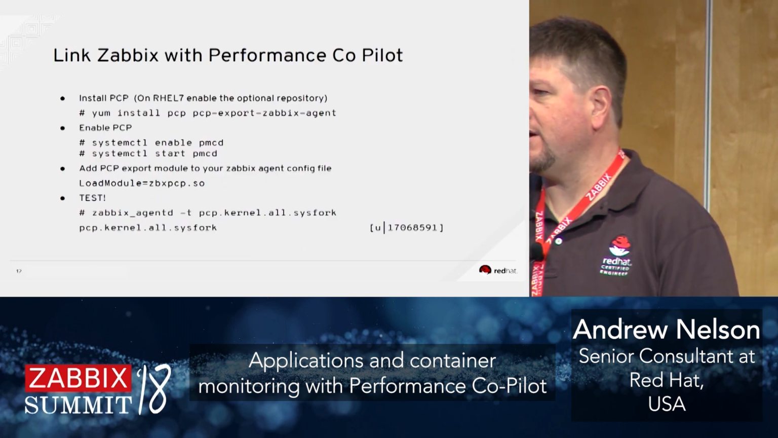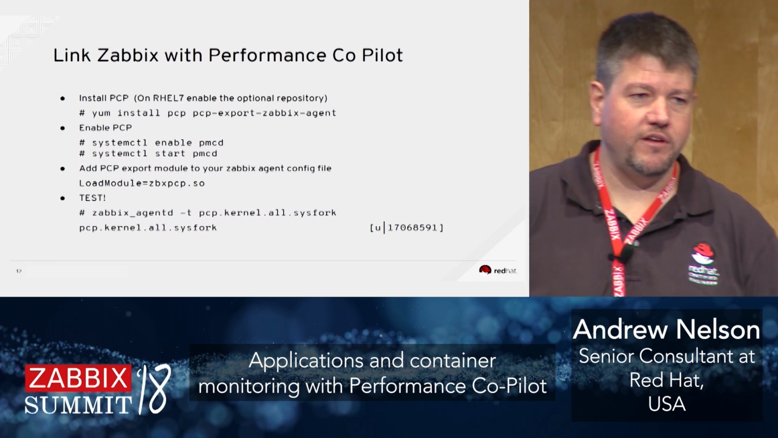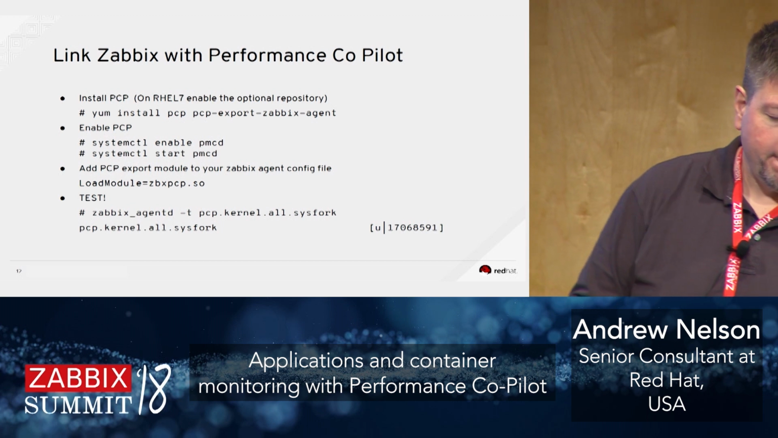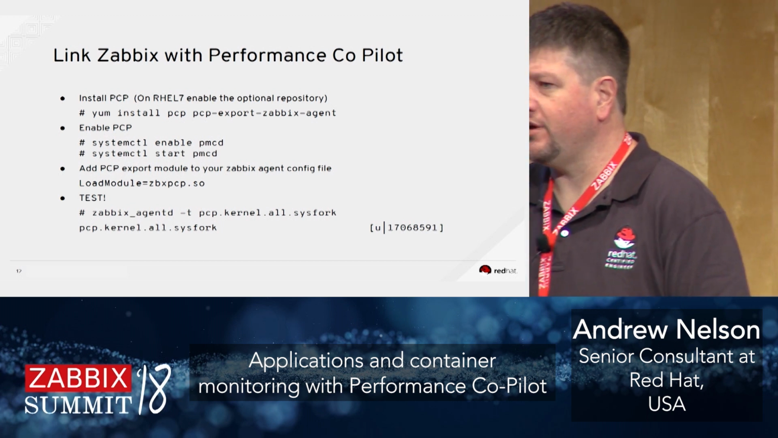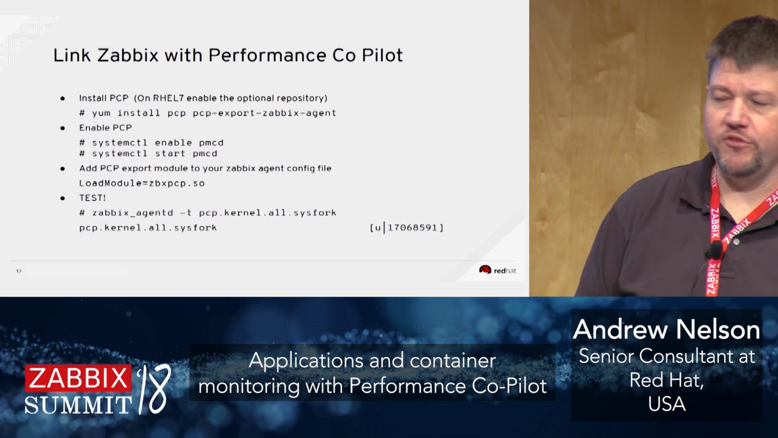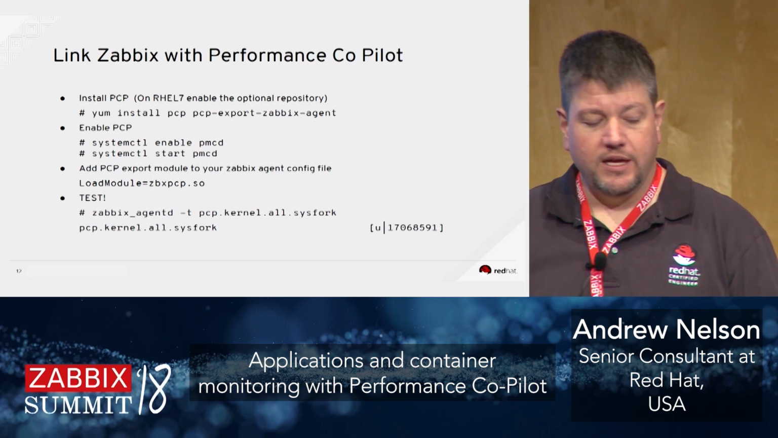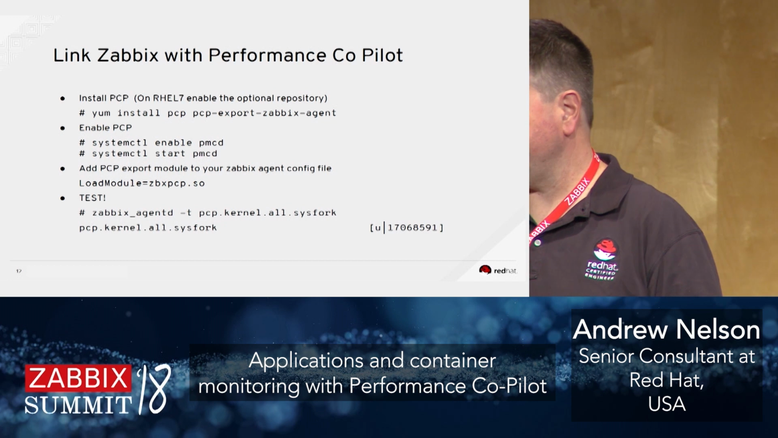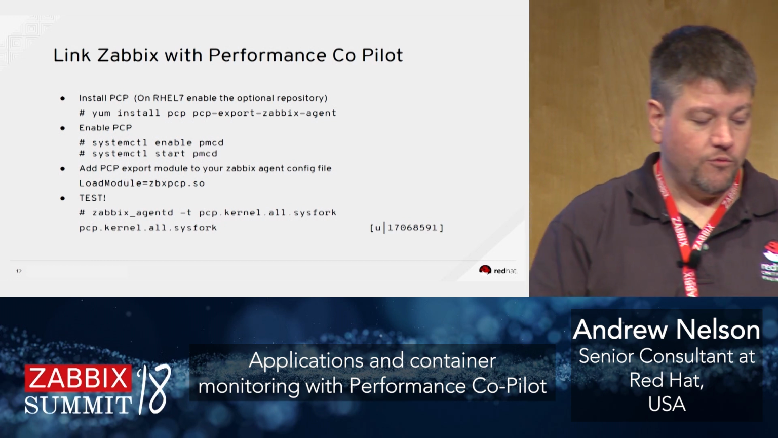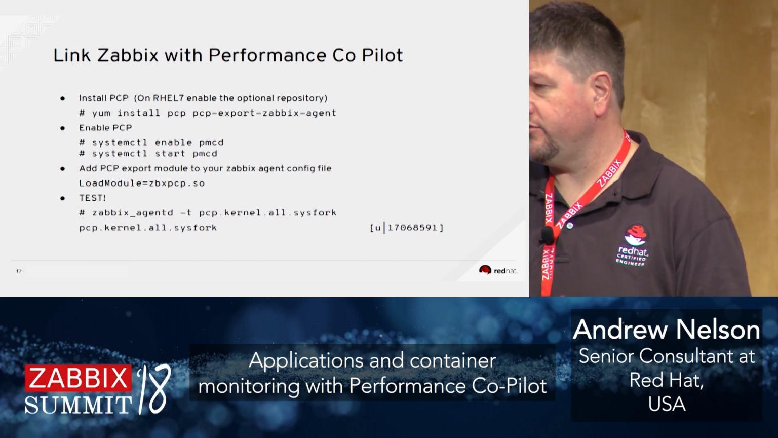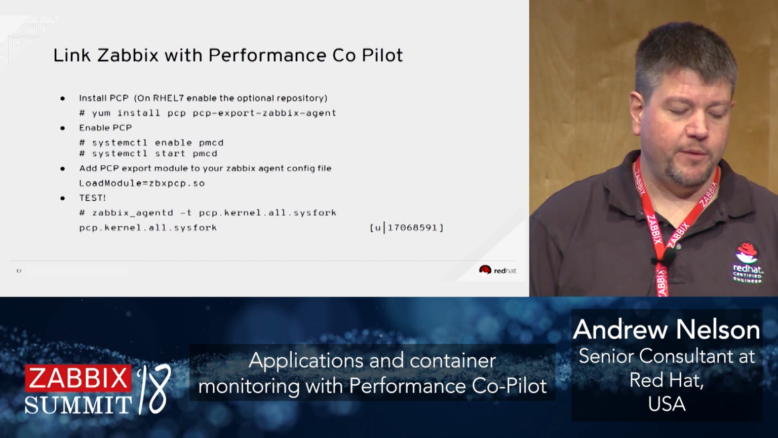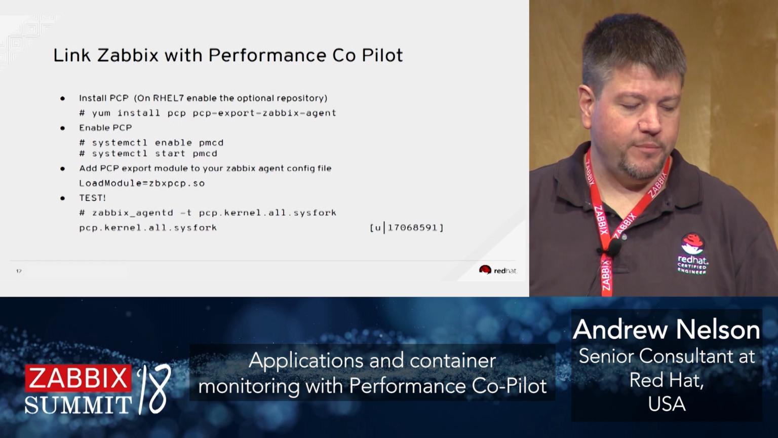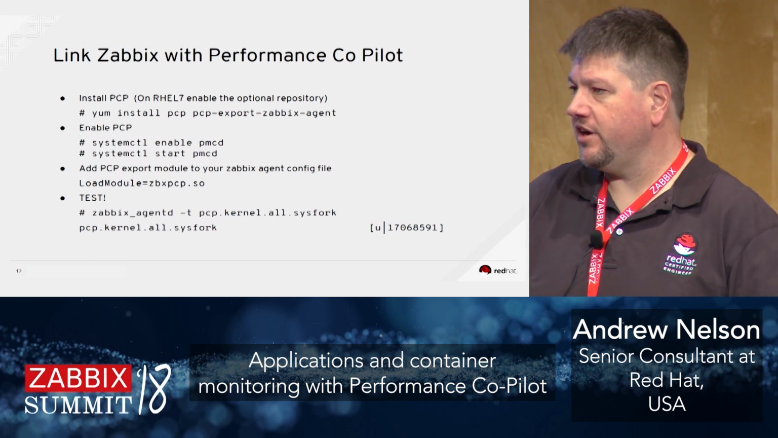Let's bring this into Zabbix. So how do we do that? It's actually very, very straightforward. It was surprisingly straightforward to me the first times I started playing with this. So we basically got to install the proper RPMs. The PCP export Zabbix agent is available in the RHEL 7 optional repository. So that one does come from Red Hat. PCP is in the standard Red Hat repo, if I remember right, the standard RHEL repo. So we basically install the RPMs.